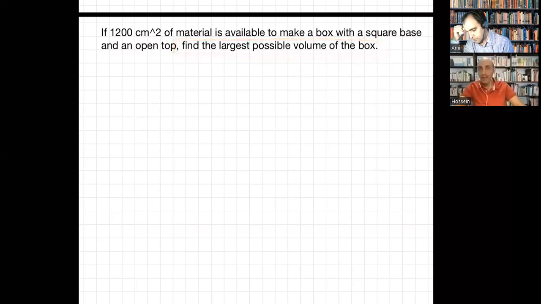So the box that you're going to make out of this cardboard has a base of a square, and it also has 4 sides, but it doesn't have a top. So the box has 5 surfaces: the bottom, which is a square, and 4 sides, no top. You're going to find the size of the base of this box and also the height of this box, in such a way that the volume is maximum, and the amount of material you're going to use is 1200 square centimeters. It's predetermined. Exactly.